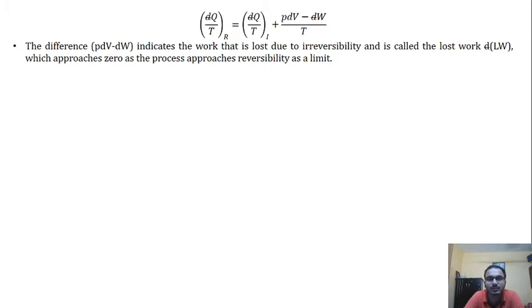So here this will be helpful for us to understand this term, that is P dV minus d cut W. Here kindly consider this as d cut Q. This difference indicates the work that is lost due to irreversibility, and it is called lost work, that is d cut LW. And whenever this term approaches 0, the process approaches reversibility as a limit.